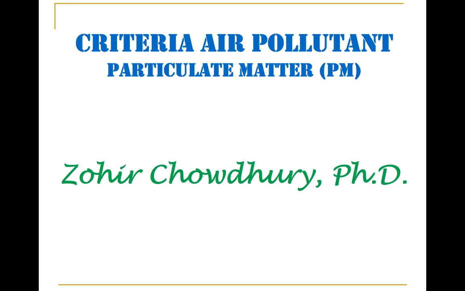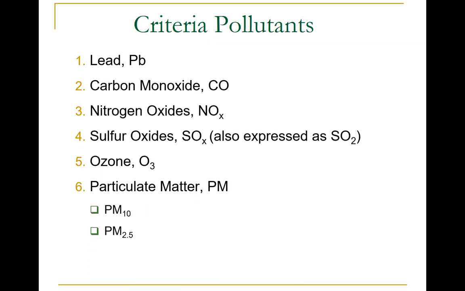Today's topic is about criteria air pollutants, and we'll be focusing on particulate matter, or PM. There are 6 criteria air pollutants: lead, carbon monoxide, nitrogen oxides, sulfur oxides, ozone, and particulate matter. Today's focus is on particulate matter, and we'll be introducing PM10 as well as PM2.5, which are the 2 criteria air pollutants of concern in the US as well as around the globe. And the 10 and 2.5, as we'll later understand, are based on the size of the specific pollutant.